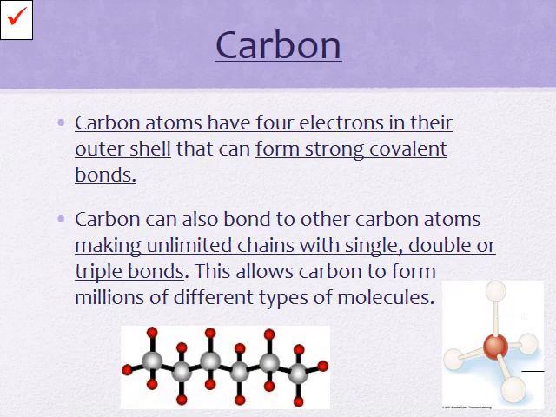So carbon. Carbon atoms have 4 electrons in their outer shell that can form incredibly strong covalent bonds. And if you remember correctly, covalent bonds are the strongest type. Carbon can also go ahead and bond with other carbon atoms, making unlimited carbon chains with single, double, or even triple bonds. This allows carbon to form millions of different types of molecules depending on what situation they're in and what is needed.